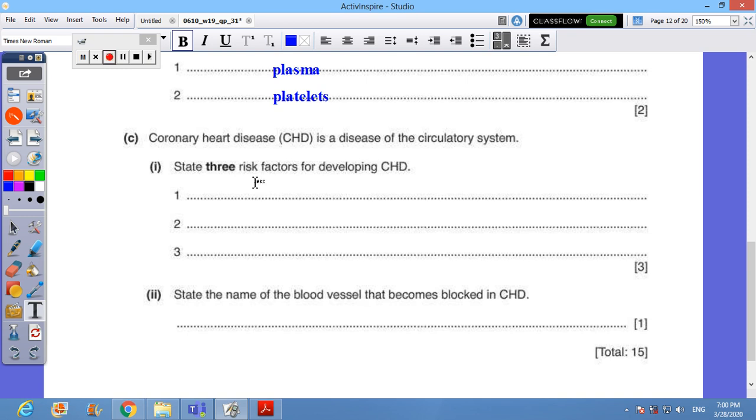Coronary heart disease, CHD, is a disease of the circulatory system. State 3 risk factors for developing CHD. Obesity is a good reason. Smoking is one good reason or sign that you may be vulnerable to CHD. You can say stress, you can say high blood pressure, you can say lack of exercise, those who do desk work and don't take any kind of exercise.